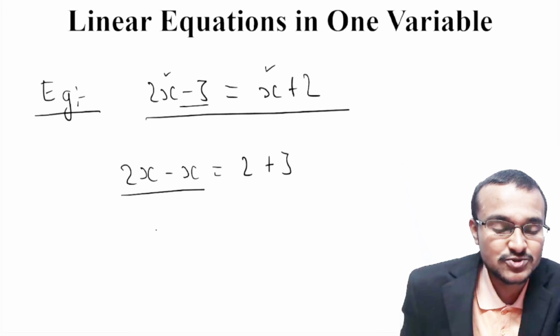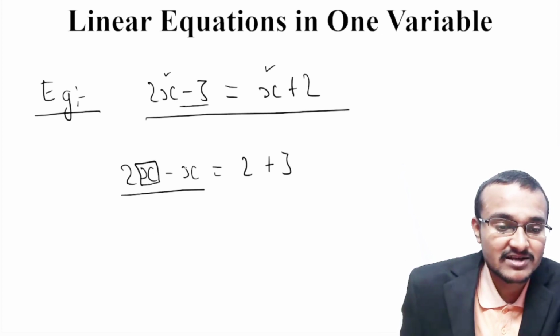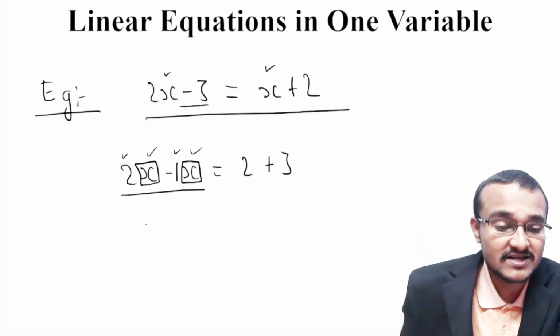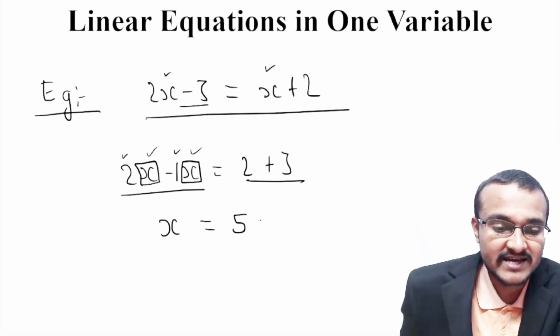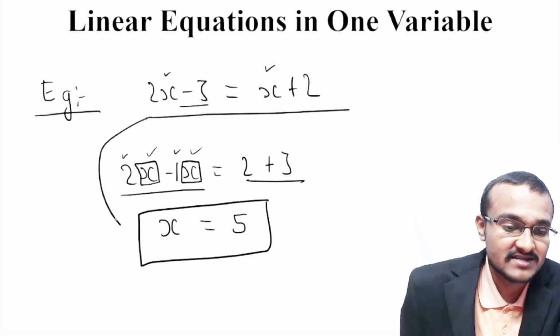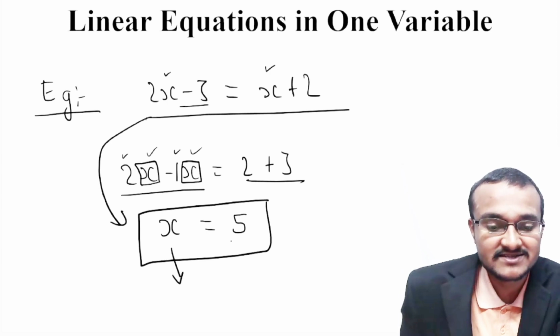So when you solve this 2x minus x, here you can see there is only one common variable. So you can easily perform subtraction. This x means it is by default 1x. So here you can perform subtraction between 2 and 1 because they have the same variable x. So 2x minus 1x, or 2x minus x, will be x, which is equal to 2 plus 3. So 2 plus 3 is 5. So now after solving this equation, you got the value as 5. So the value for this particular variable x is 5.